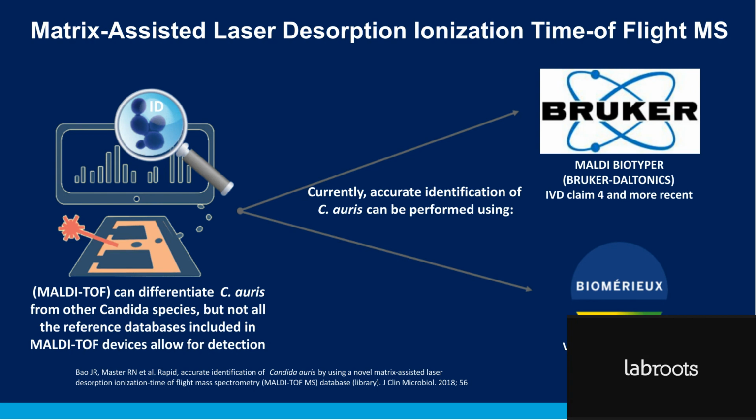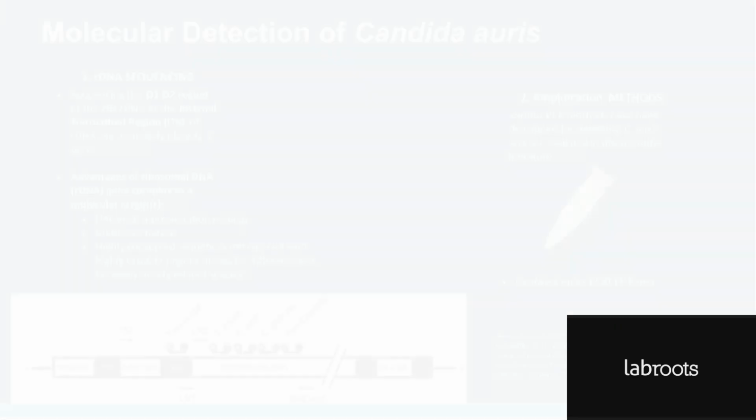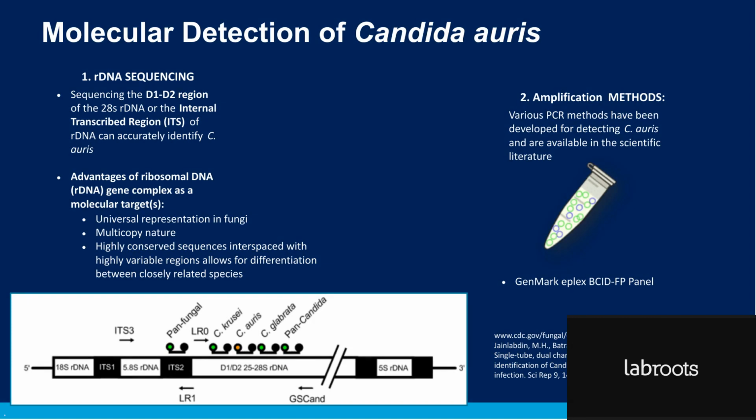So good news for those who have mass spec in their clinical microlabs. But again, the right software and the right library need to be added here. And then it comes to molecular methods. And of course, molecular methods identify the genetic material. In the case of Candida auris, ribosomal DNA seems to be the preferred target for both sequencing and amplification-based methods. And this is reported in a variety of publications.